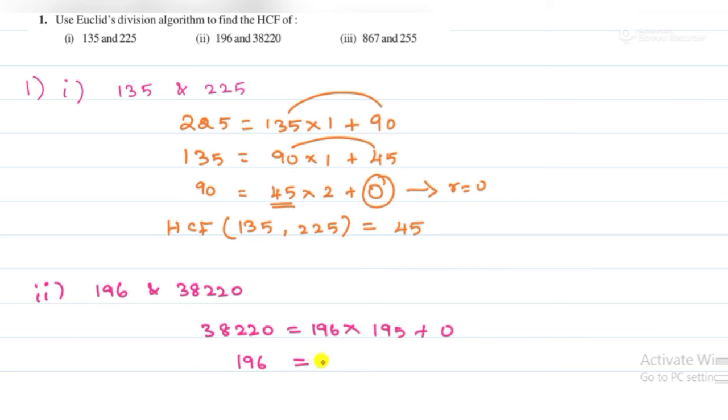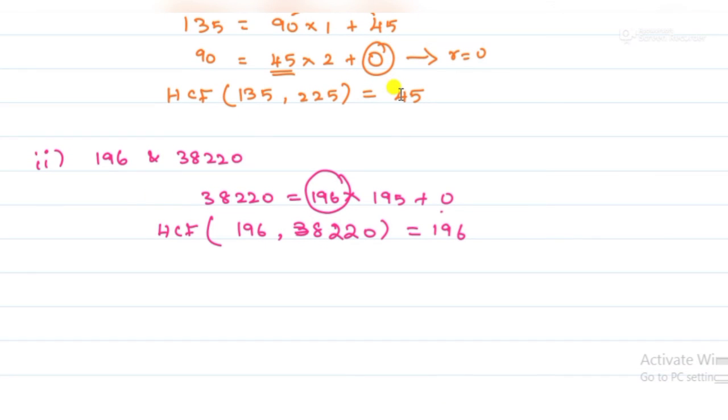So the HCF of 196 and 38,220 is 196. Once you reach the remainder 0, we can stop with this. Let us move on to the third part.